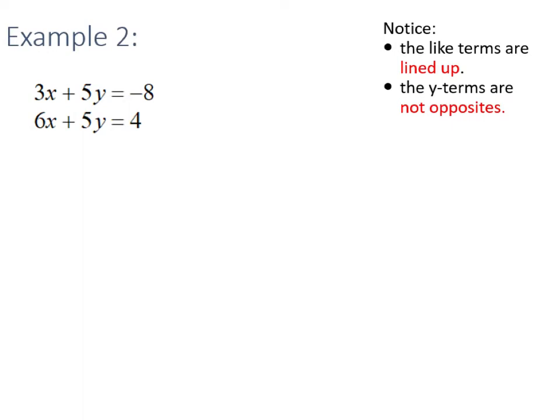Our next example gives us the equations 3x plus 5y equals -8 and 6x plus 5y equals 4. Now notice that the like terms are lined up, but the y terms are not opposites. So in order to make the y terms opposites, I can multiply one of the equations by -1. So if I choose to multiply everything in this first equation by -1, my first equation will stay the same. So it'll become 3x plus 5y equals -8.